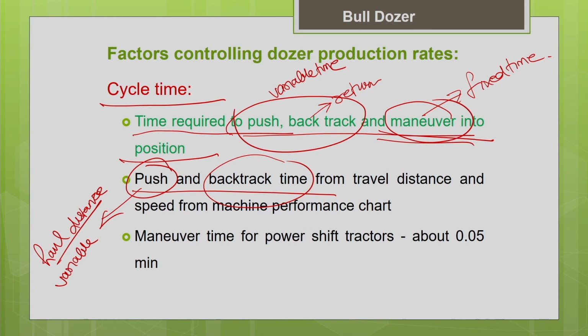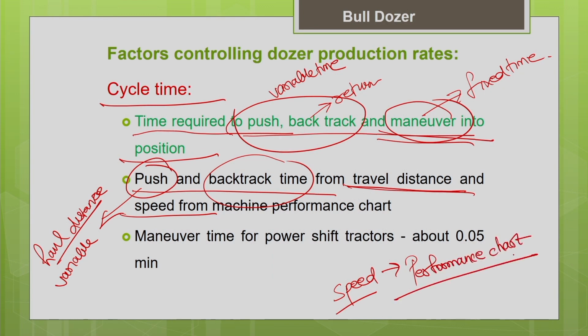So, to know the push time and the backtrack time, I need to know the travel distance, or the dozing distance, or the haul distance. I need to know the travel distance and I also need to know the speed. You very well know how to determine the speed. In the earlier lecture, I discussed how to determine the speed from the performance chart. Hope you remember. With the help of the performance chart, you can determine the speed.